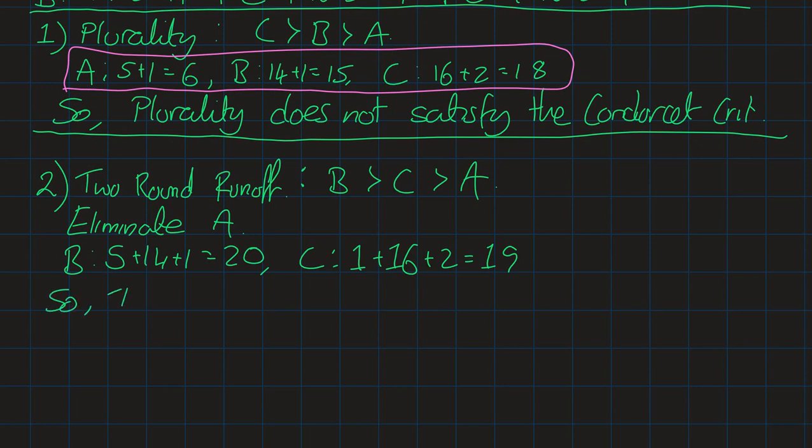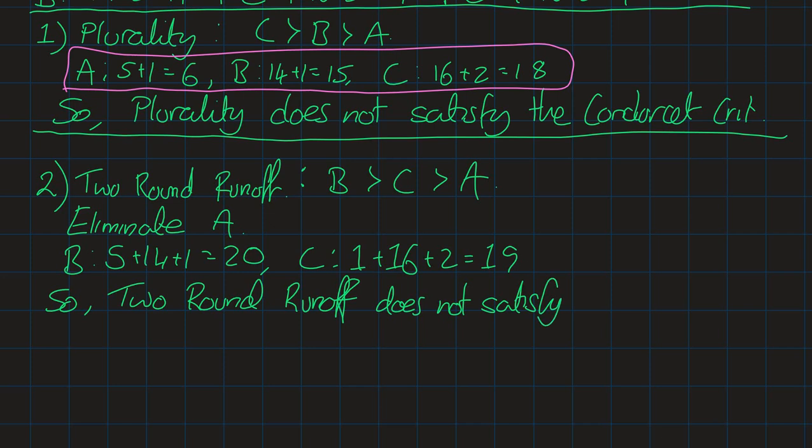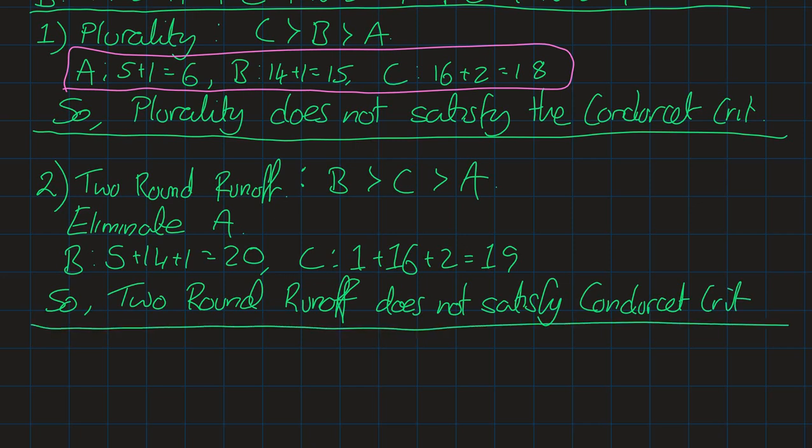So the 2-round runoff does not satisfy the Condorcet criteria. Okay. The 2-round runoff does not satisfy the Condorcet criteria either. What's the next voting system that we have? It's instant runoff.